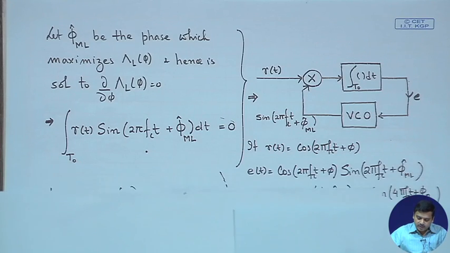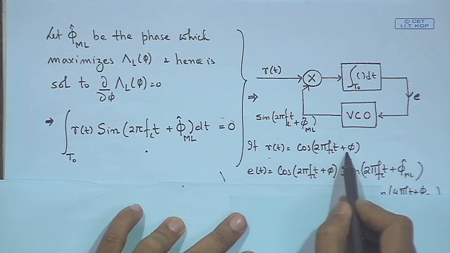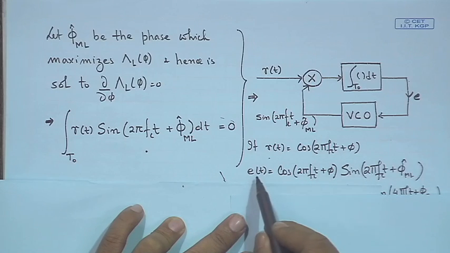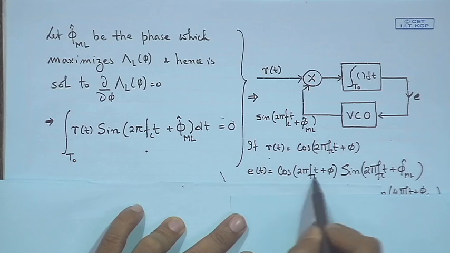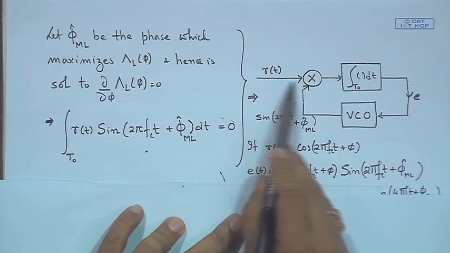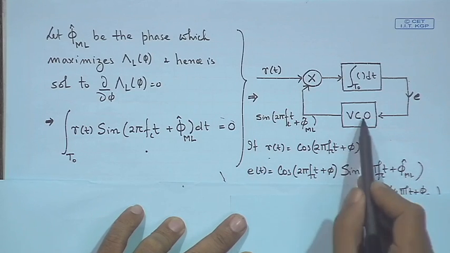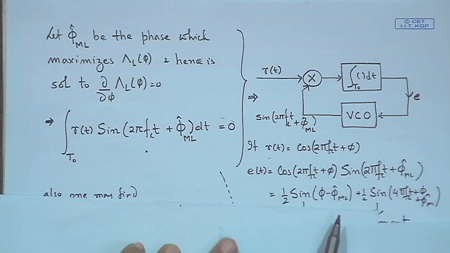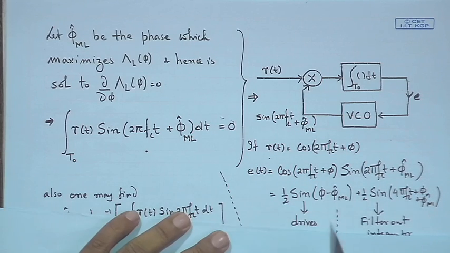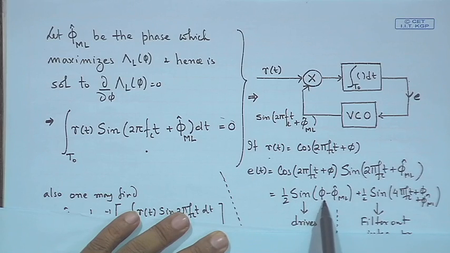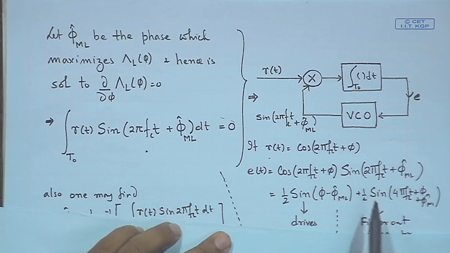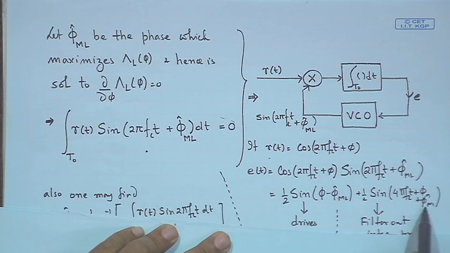So, what you can think of is R(t) is cos(2 pi f_c t plus phi). The error term is cos(2 pi f_c t plus phi), which is R(t) coming in, multiplied by sin(2 pi f_c t plus phi ML). That is produced by the VCO, right. So, this product can be factored as half sin(phi minus phi ML), because they have the same frequency, which is what we have assumed, plus half sin(4 pi f_c t plus phi plus phi ML).